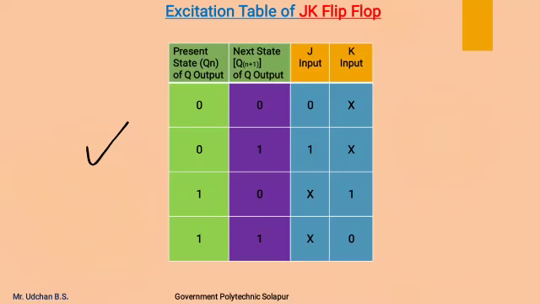This is again we have written the summarized excitation table of JK flip-flop, in which all the possible combinations of present state and next states are considered as discussed earlier, and their possible input combinations, that is j input and k inputs, also written over here.